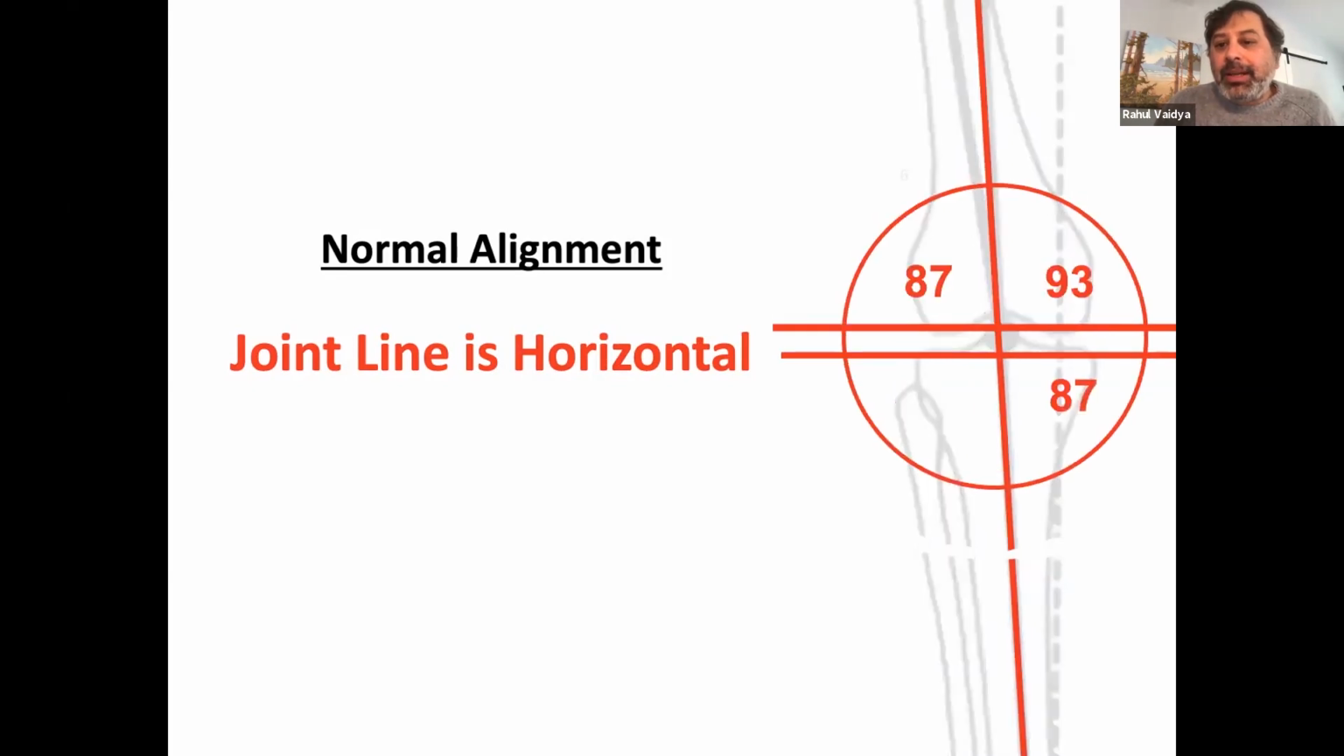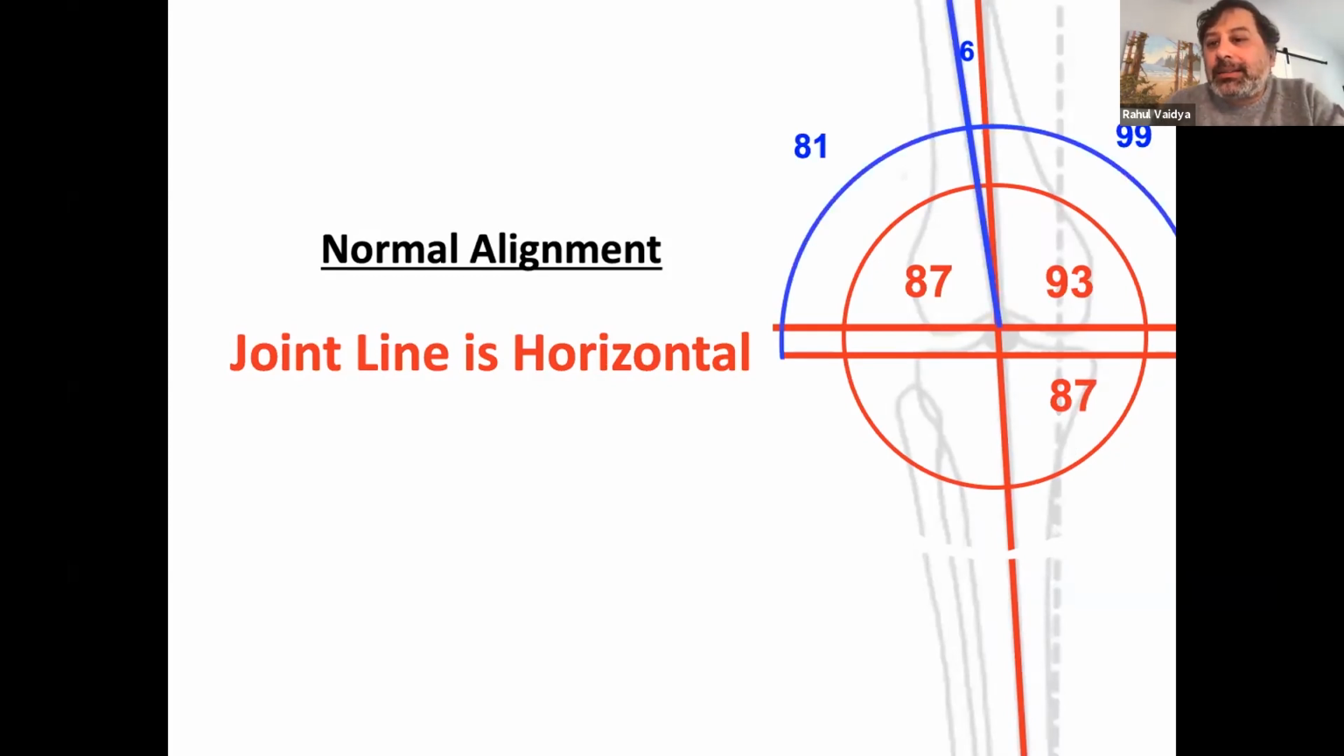Now, if we draw the angles around this from the mechanical axis, and as I said, it's 3 degrees off from the vertical, then the measurement you would get from the femoral joint line to the mechanical axis of the femur is 93 degrees. And from the joint line of the proximal tibia to the mechanical axis of the tibia, normal alignment is 87 degrees. If we use the anatomic axis, this then becomes 99 degrees and 81 degrees.